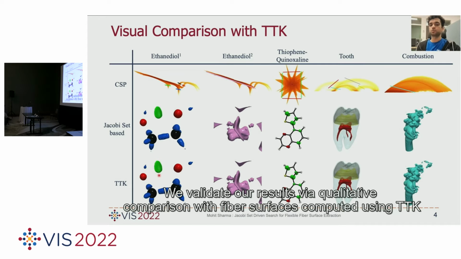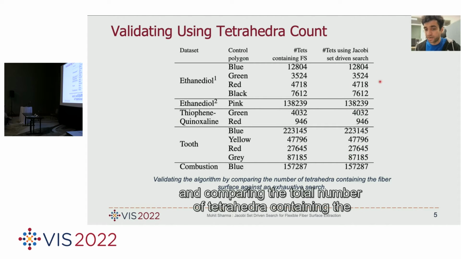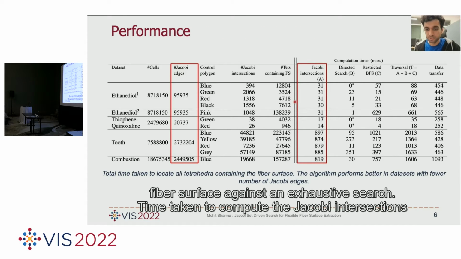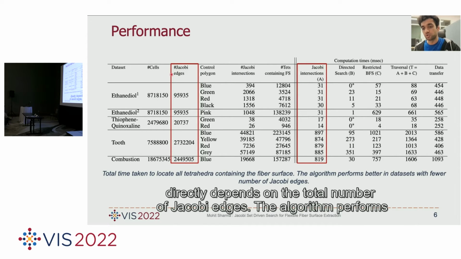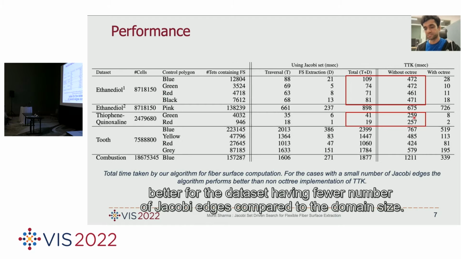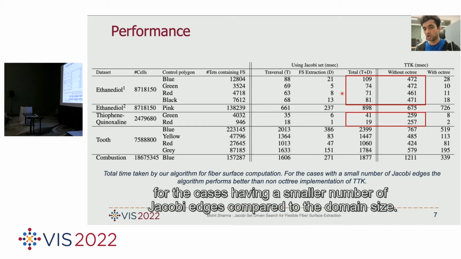We validate our results via qualitative comparison with fiber surfaces computed using TTK and comparing the total number of tetrahedra containing the fiber surface against an exhaustive search. Time taken to compute the Jacobi intersections directly depends on the total number of Jacobi edges. The algorithm performs better for the dataset having fewer number of Jacobi edges compared to the domain size. The algorithm performs better than non-octree version of TTK for the cases having a smaller number of Jacobi edges compared to the domain size.